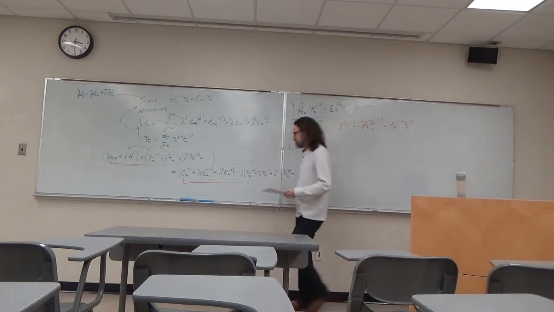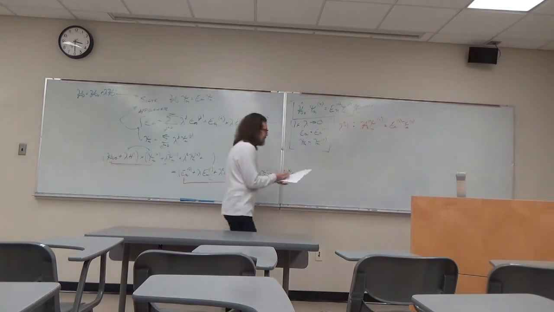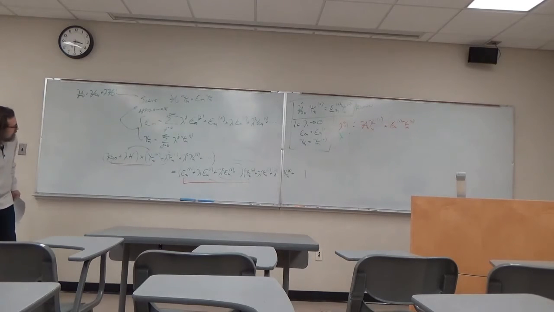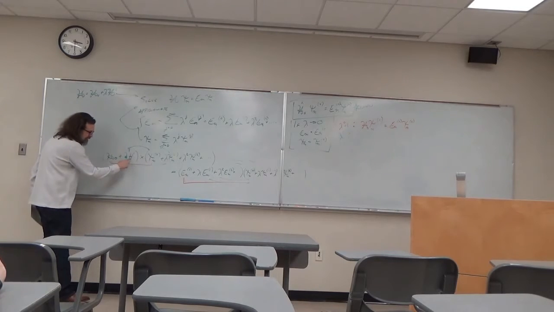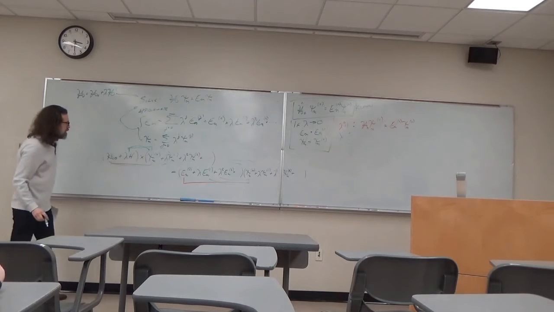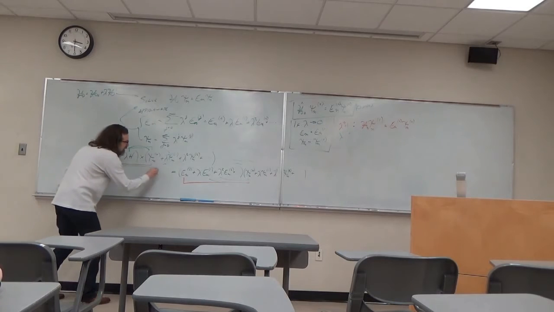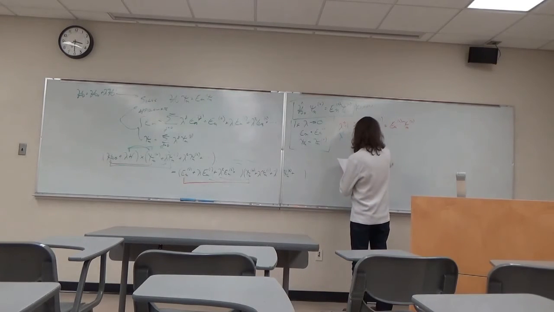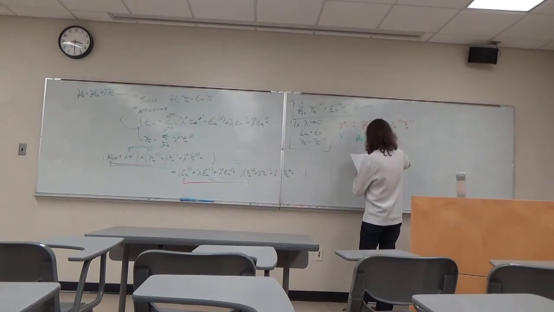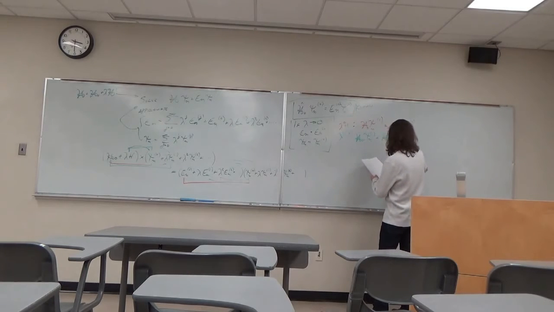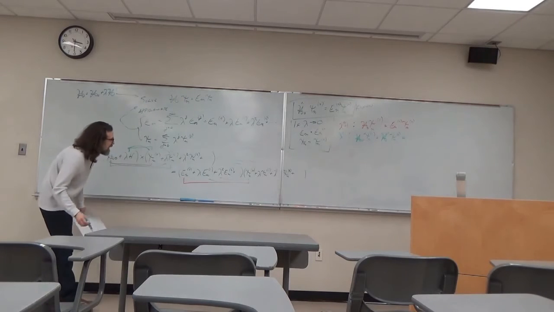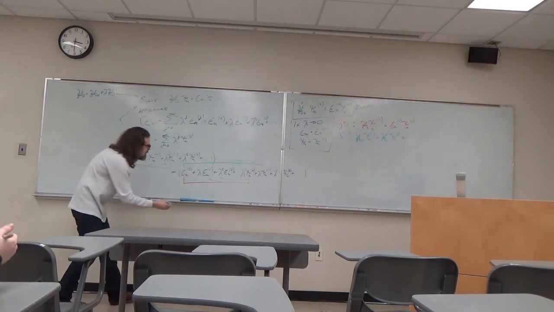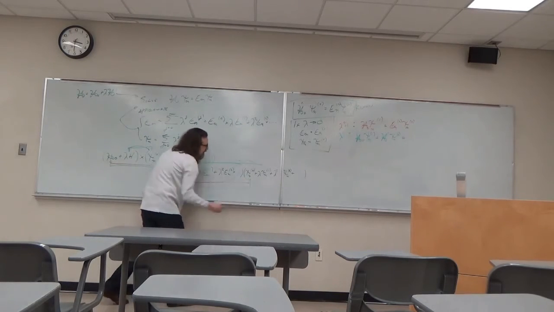Let's change colors to cyan. Lambda to the 1. So now we have, on the left side, lambda H prime multiplied by psi n zero plus H naught multiplied by lambda psi n one. And on the right-hand side, we have E n zero multiplied by lambda psi n one plus lambda E n one multiplied by psi n zero.